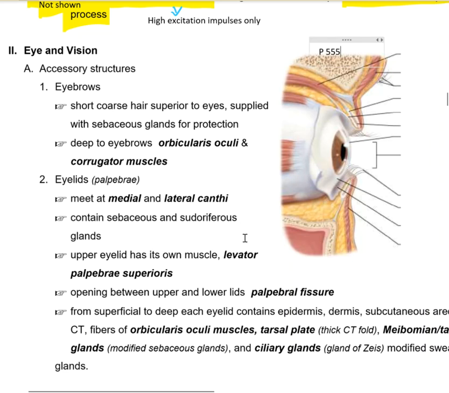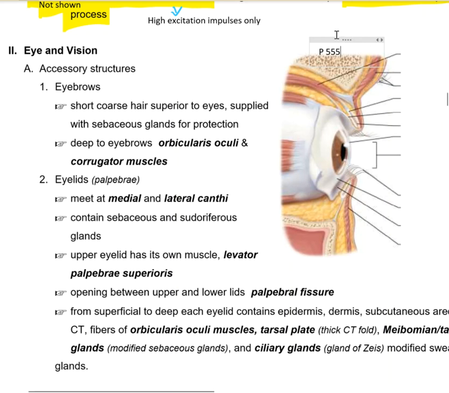And I don't care too much about a lot of these accessory structures. I really want to go more into the eye and focus on the eye, but just a couple things we'll talk about here. First are the eyebrows. So the short, coarse hair superior to the eye, there it is right there, supplied with sebaceous glands for protection. So it's producing oils, and that lubricates the hair, and it also then allows, if sweat or any water goes down wants to go hit here, instead of it then running straight down into your eye, it will go off to the sides of your eyebrows. So that's interesting and cool.